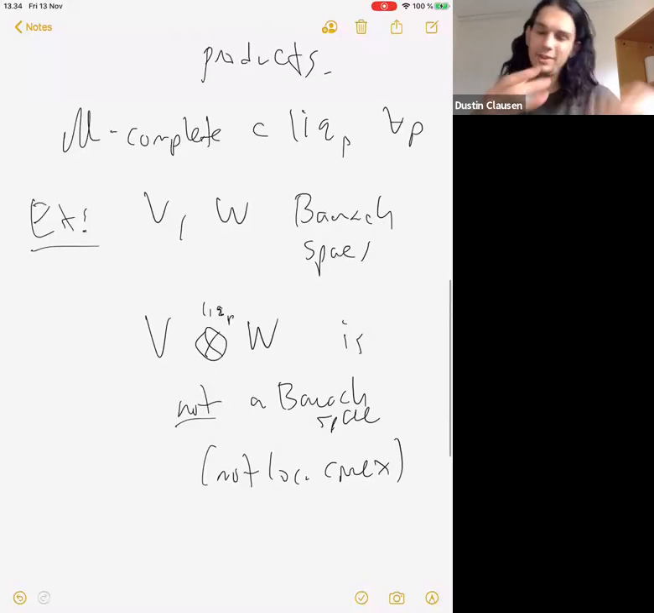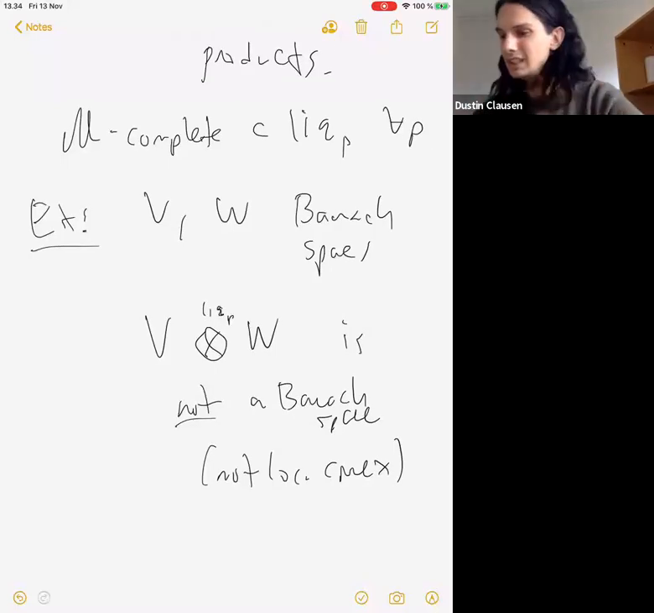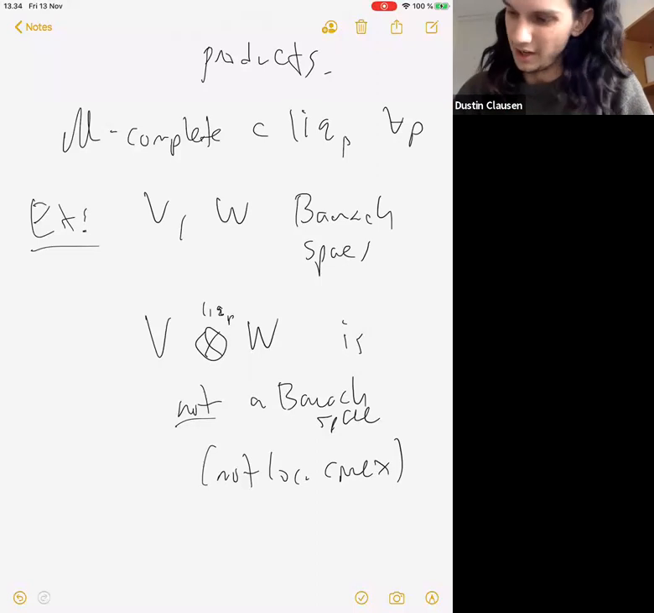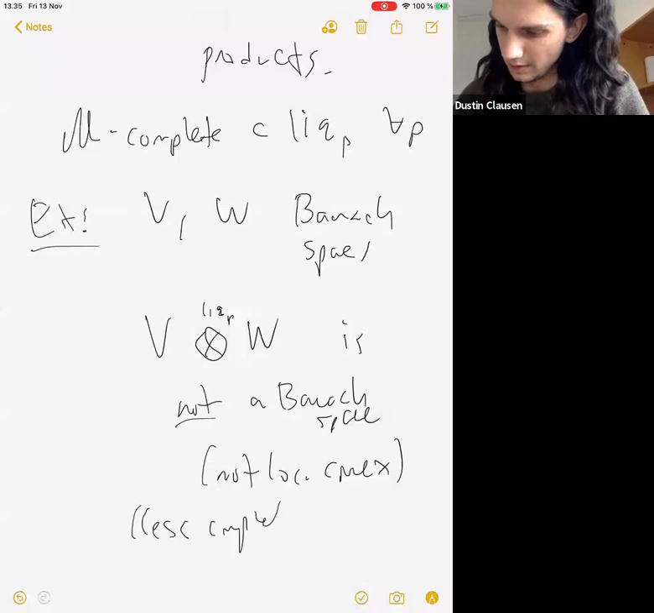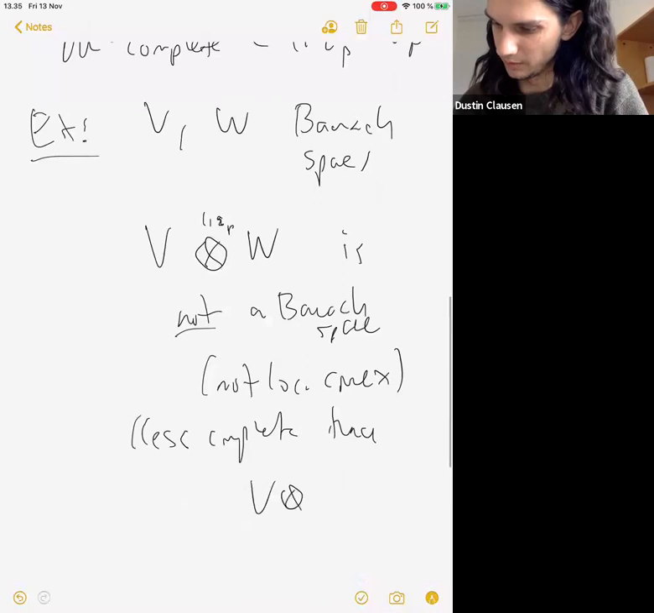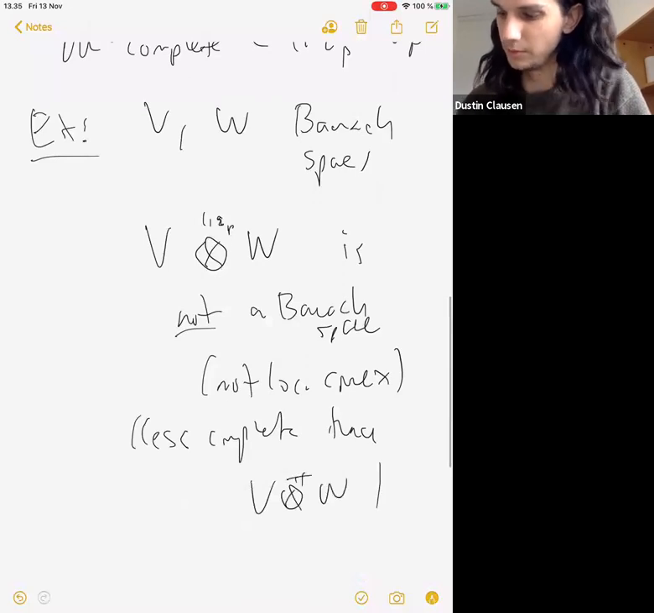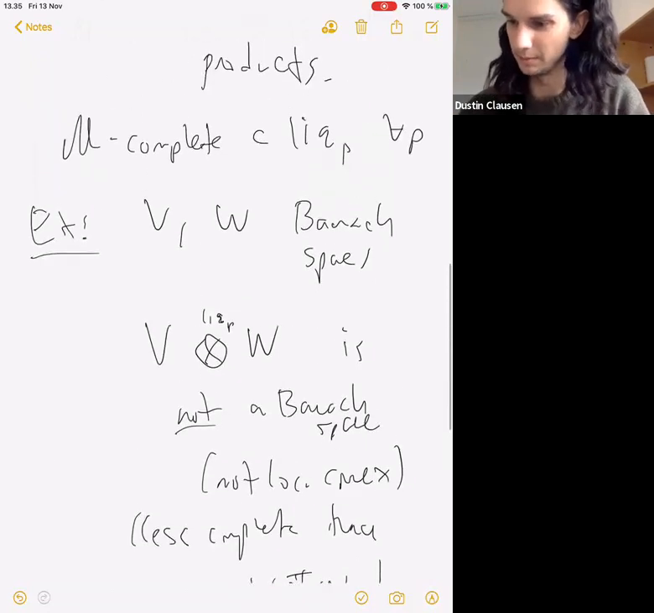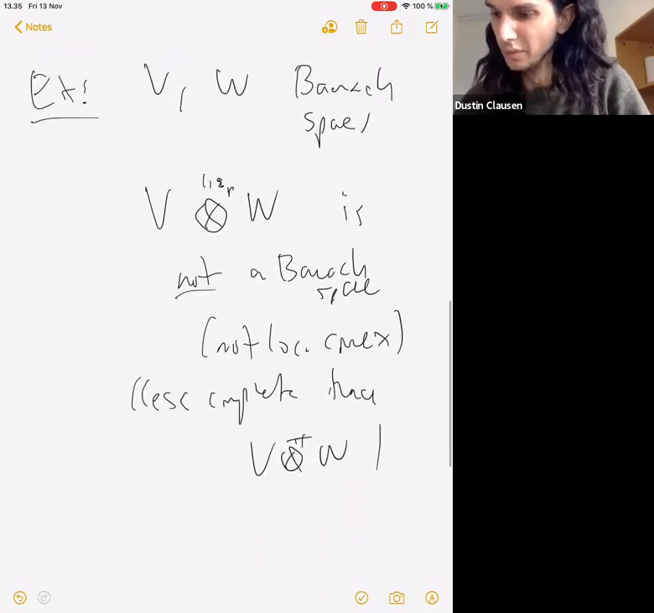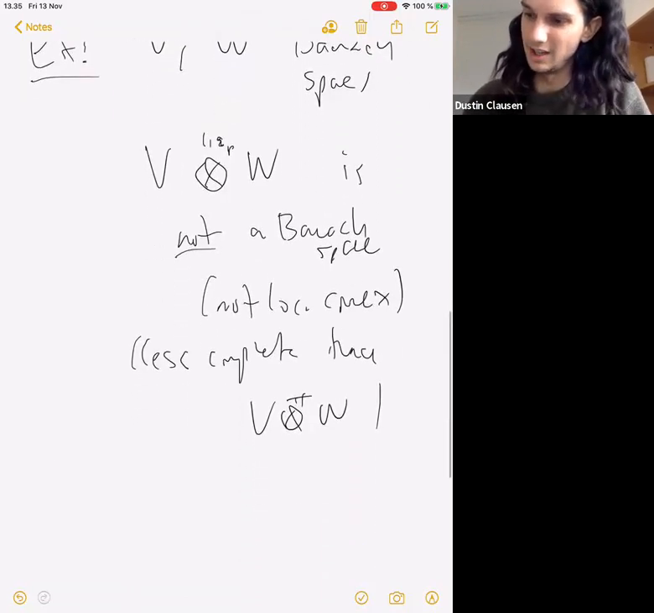It's just not a Banach space if you take a close look at it. It's less complete than the least complete of the Banach-space tensor products, which is the projective tensor product, which would be more similar to the liquid one tensor product, or in fact, as Peter explained, it is the tensor product of the M-complete things in this condensed world. So that's not good.